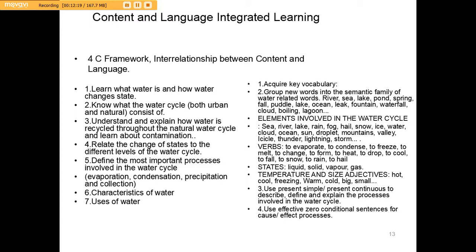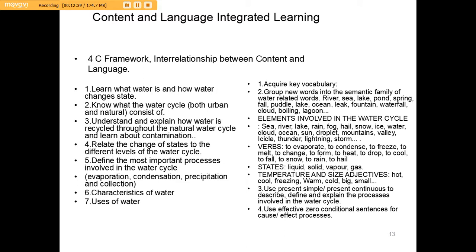6 is the characteristics of water. 7, the uses of water. So on the right, that would then probably link to the present simple, present continuous to describe, define and explain the processes involved in the water cycle, and possibly using the zero conditional sentences for cause and effect processes.